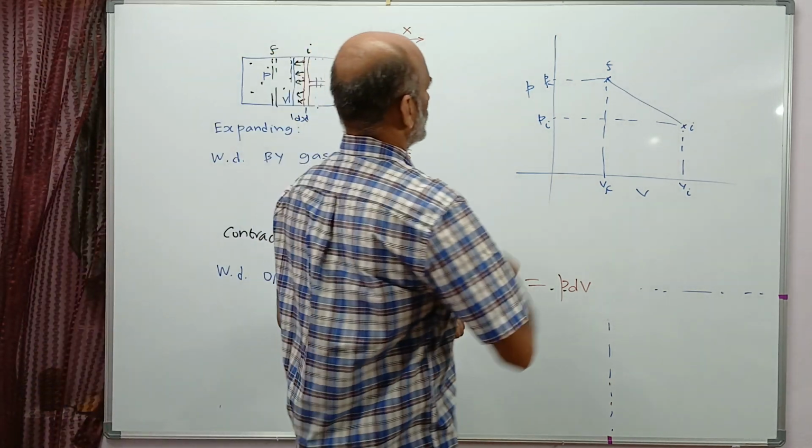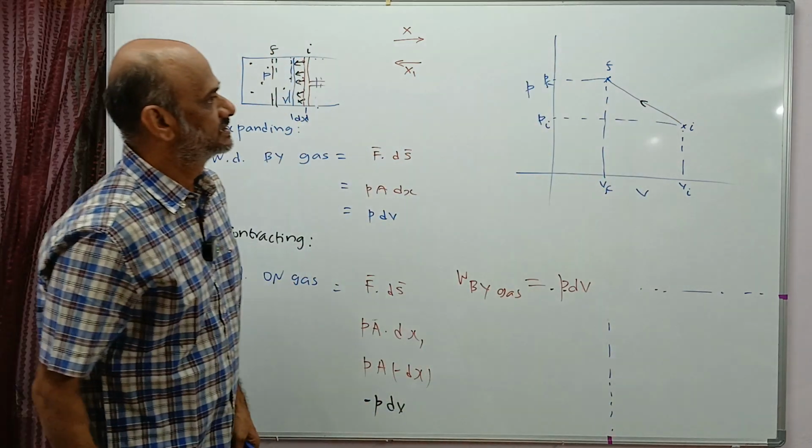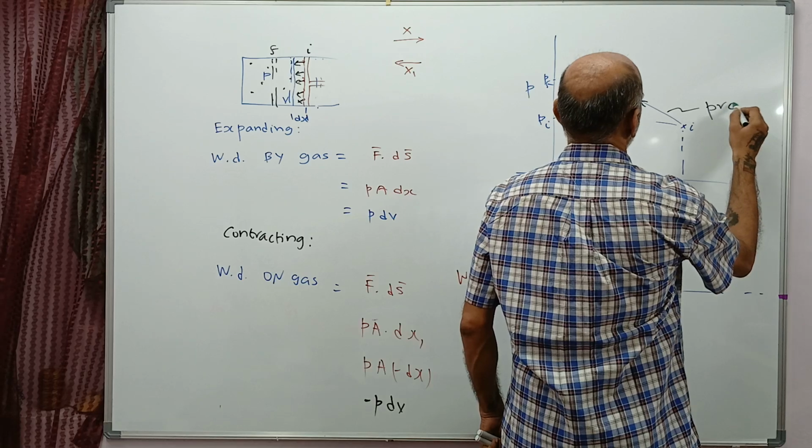So this path on this PV diagram, when it goes from the initial point to the final state, is called a thermodynamic process.